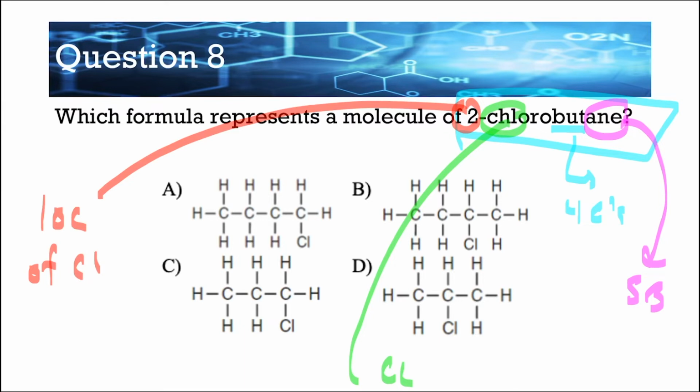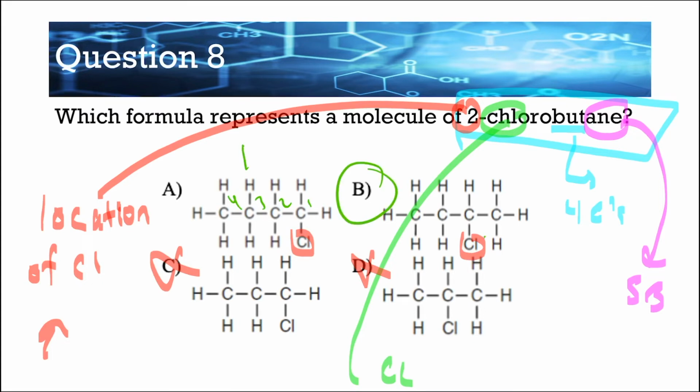So we need 4 carbons. That gets rid of choice C and choice D. And we need one chlorine, so we have it there and we have it there. We have to take into account the location. That's what LOC stands for, location. So in answer choice A, if you start at the smallest number, this is 1, 2, 3, 4. The chlorine is at the smallest number, so that would be 1-chlorobutane. Choice B has it on the second carbon, so that is 2-chlorobutane. Again, breaking it up piece by piece.